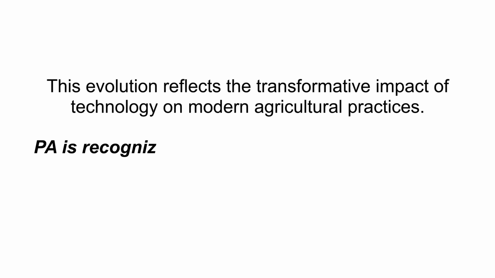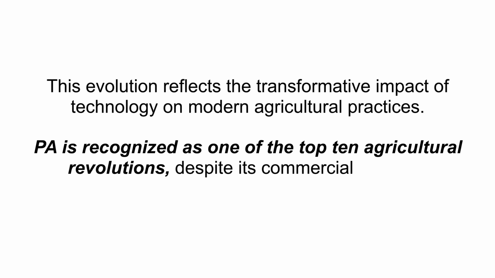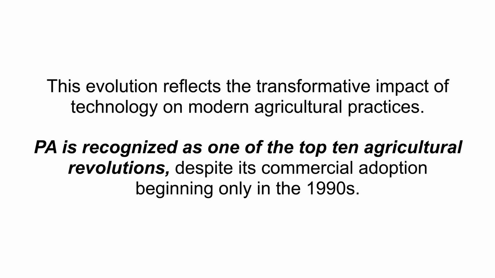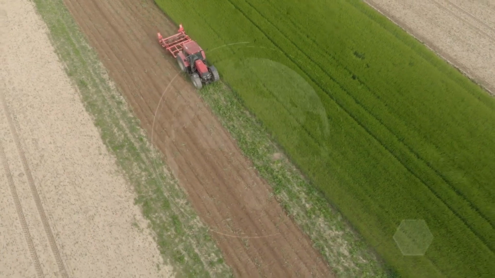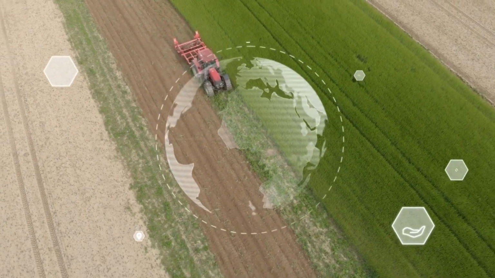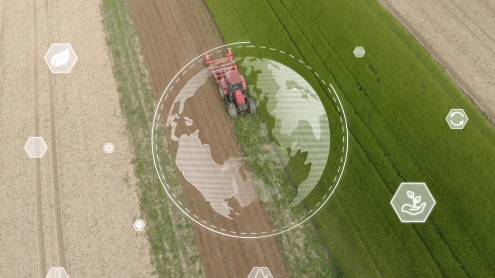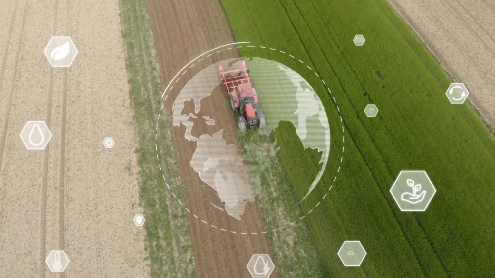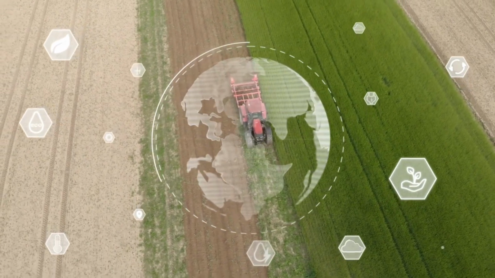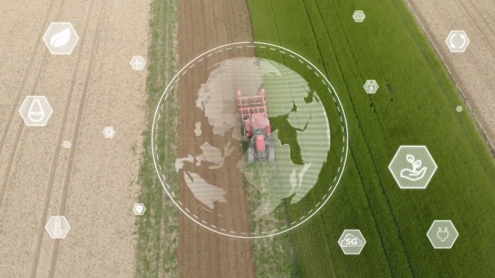Nevertheless, PA is recognized as one of the top 10 agricultural revolutions, despite its commercial adoption beginning only in the 1990s. Importance in modern agriculture. Modern agriculture faces the urgent challenge of meeting the growing global demand for food, while also addressing resource scarcity and promoting sustainable farming practices, especially in a time when the costs of pesticides, herbicides, and seeds are rising.